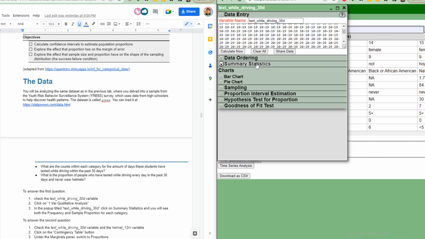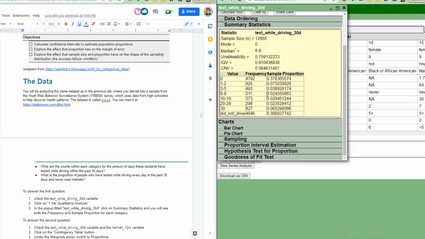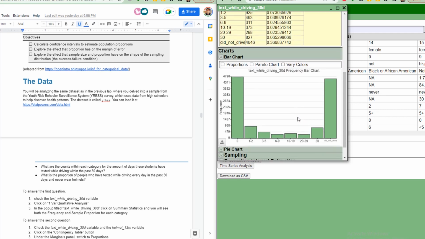So we can look at the summary statistics. We can see the frequency for each of these categories, and we can see the sample proportion for each of them. So the question that was asked, what are the counts within each category for the amount of days? Well, the counts are given right here, and a bar chart visualizes it.